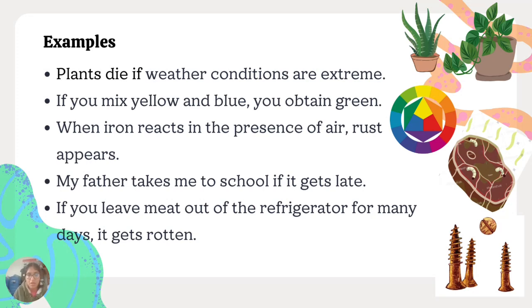Okay, we have some examples. Plants die if weather conditions are extreme. If you mix yellow and blue, you obtain green. When iron reacts in the presence of air, rust appears. My father takes me to school if it gets late. And finally, if you leave meat out of the refrigerator for many days, it gets rotten.